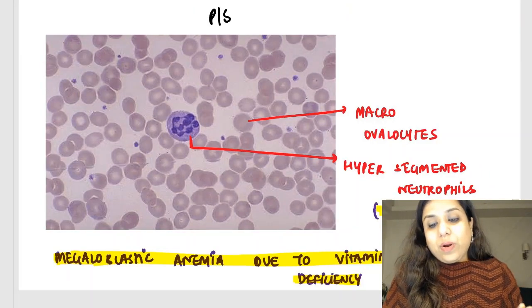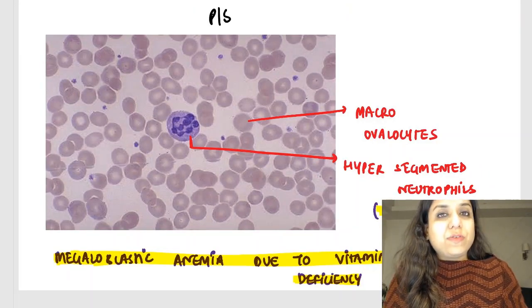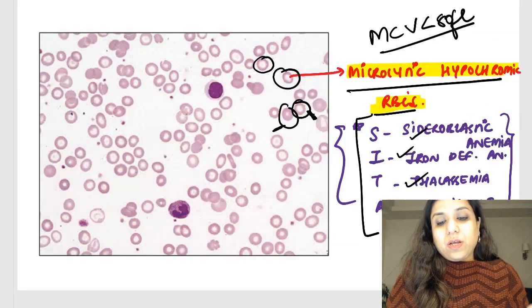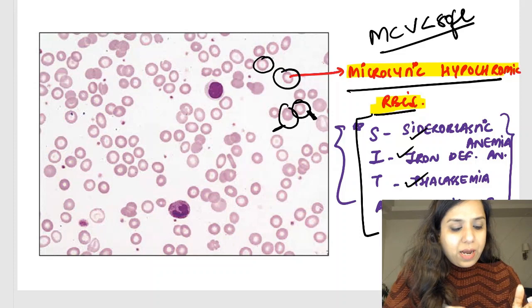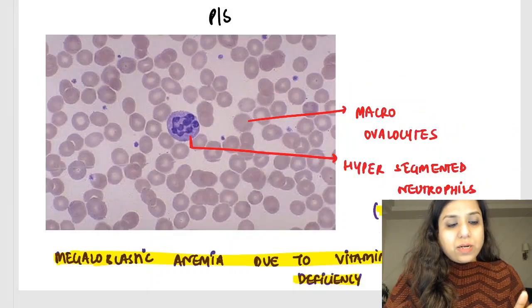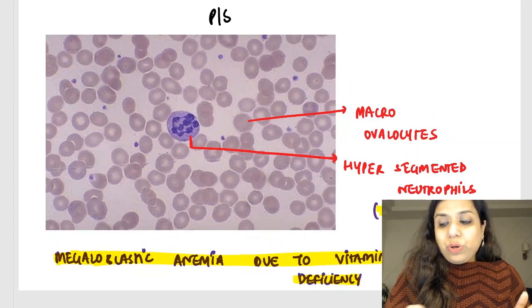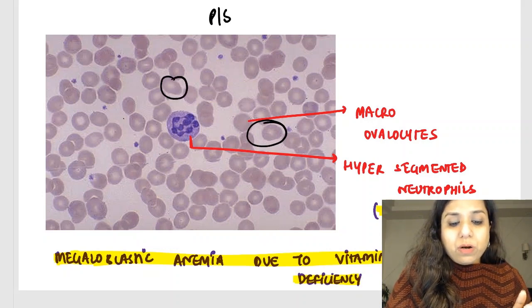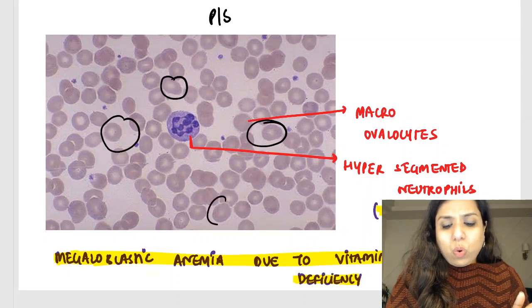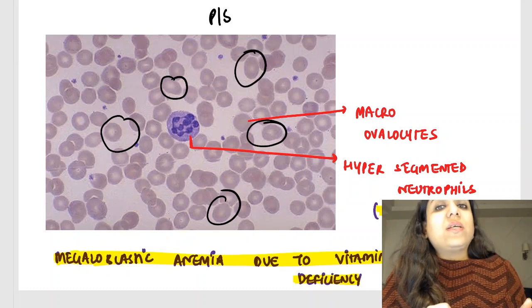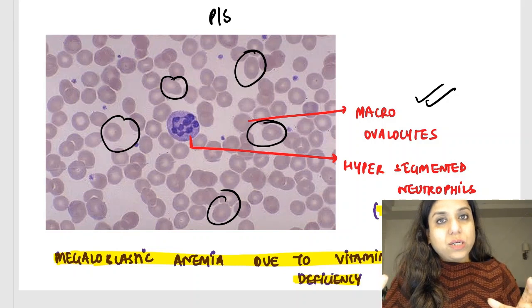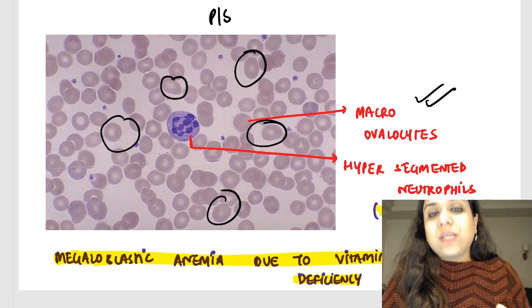Next. Okay. Now, see this peripheral smear in comparison to this peripheral smear. These were smaller and hypochromic, and in contrast, look at these cells. Don't you think they are bigger cells with no hypochromia, and some of them are oval also. So what are these cells, students? These are macroovalocytes, macrocytic cells, larger oval cells, right?